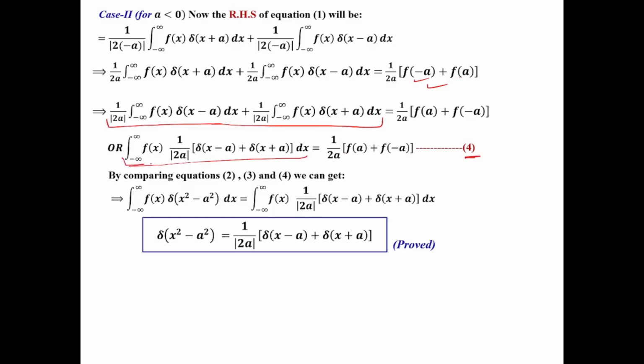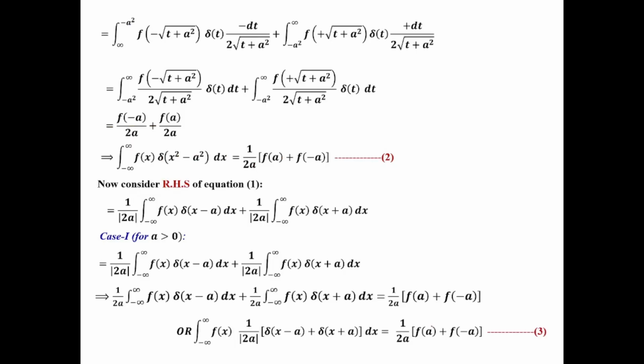Carefully you just observe here. I am comparing equation number 2, 3 and 4. This is your 4. RHS is your 1 by 2a f of a plus f of minus a. Equation number 3, same. Both equation number 3 and 4 are equal to the RHS of equation number 1. This is your RHS of equation number 1, right? Now compare with equation number 2. Equation number 2 tells that the LHS of equation number 1 is equal to this much, which is the RHS of 3 and 4. Okay, that means this value equals this much.